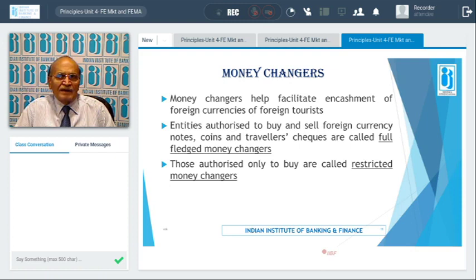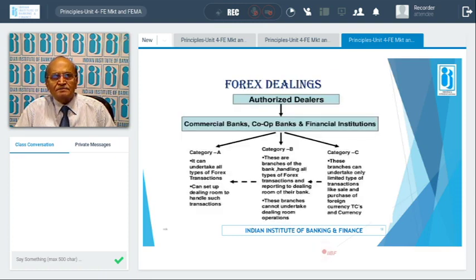Entities who are authorized to buy and sell foreign currency, notes, coins, and traveler checks are called full-fledged money changers. And those entities who are allowed to only buy the foreign currency are called restricted money changers. The authorized dealers are divided into three categories. Category A can undertake all types of forex transactions, and they also are authorized to establish a dealing room to handle such transactions.